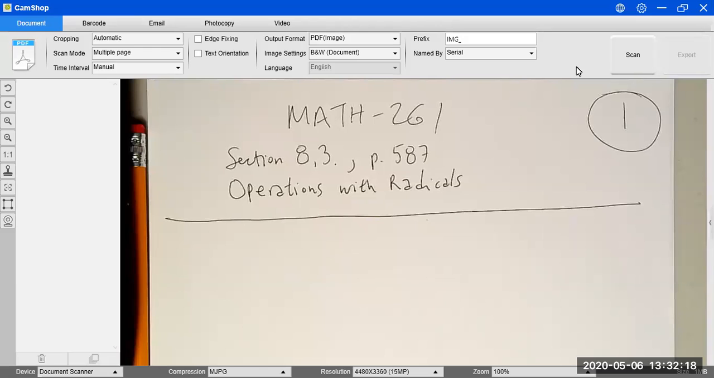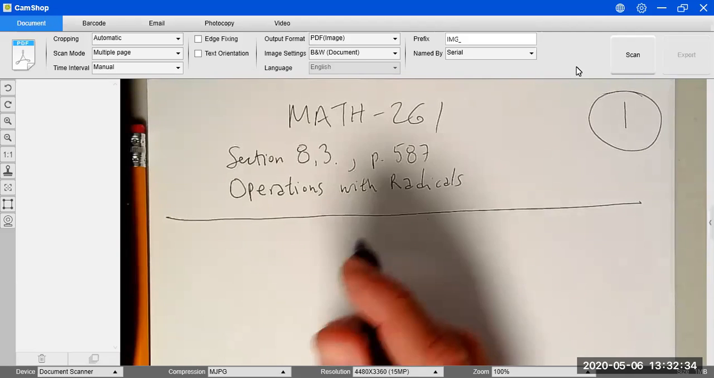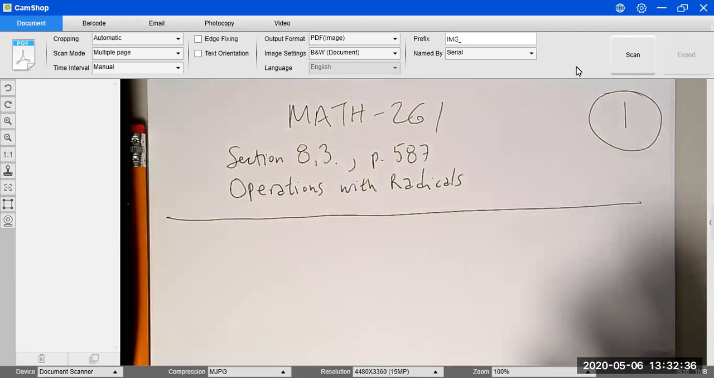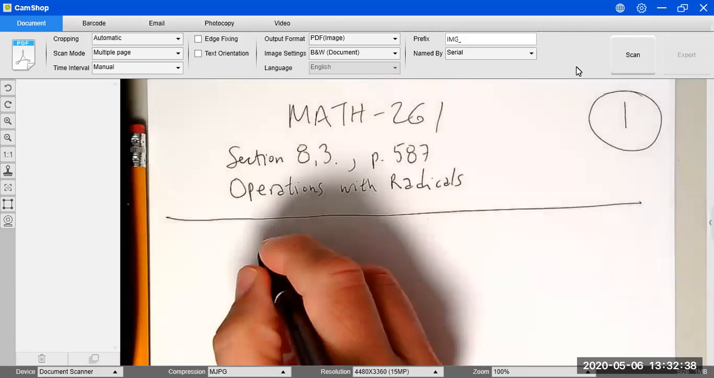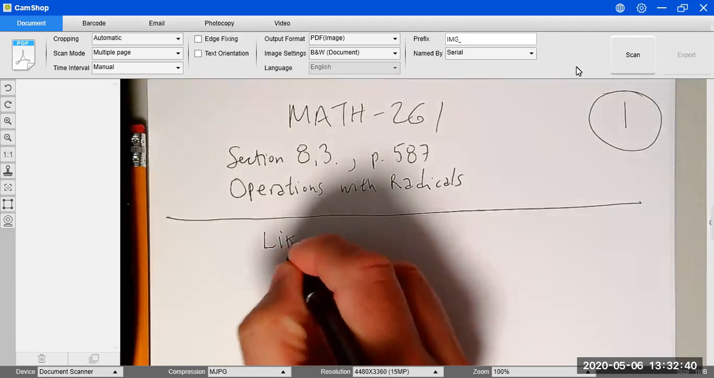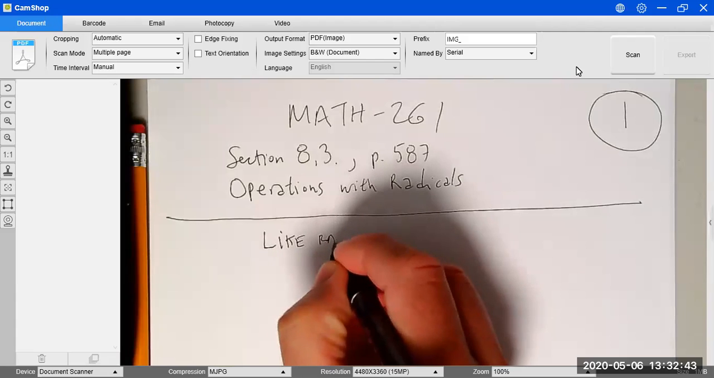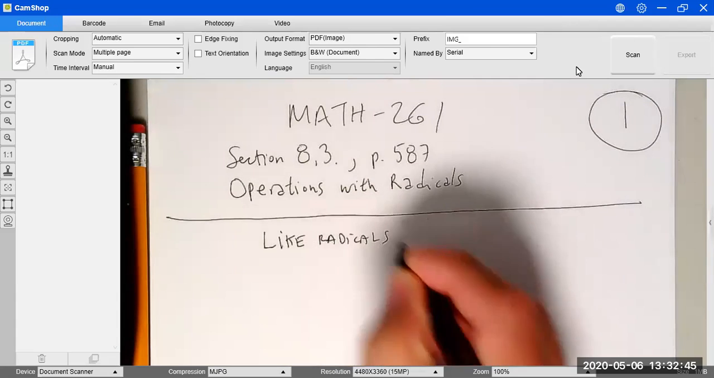So section 8.3 on page 587 is about operations with radicals. We're going to be applying most of the same rules that we already know about operations with algebraic expressions. The only difference now is that we have to be clear about what a radical is, especially what like radicals are. This is the most important part.